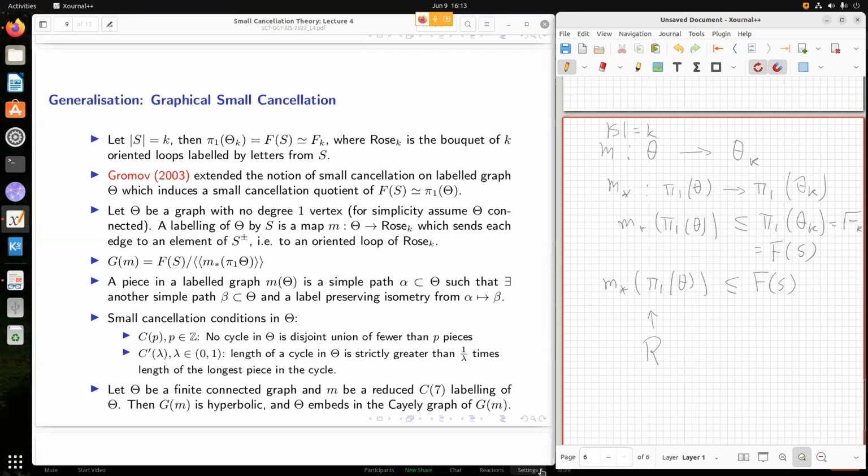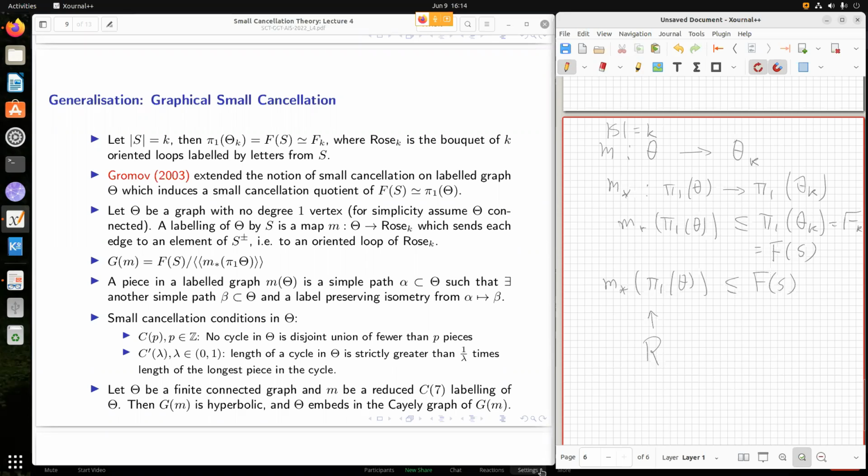Now, you'll call that simple path alpha a piece if there is another simple path beta in theta, and if the two simple paths are related by a label preserving isometry. So first thing is that they have to have the same length. If alpha is a path of length L in theta, beta has to be also a path of length L, and the label of alpha has to be the same as the label of beta. So it's a very understandable definition, quite natural. We will call some such path a piece because our elements essentially are coming from this.